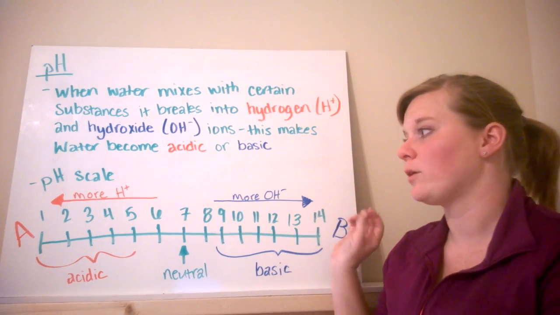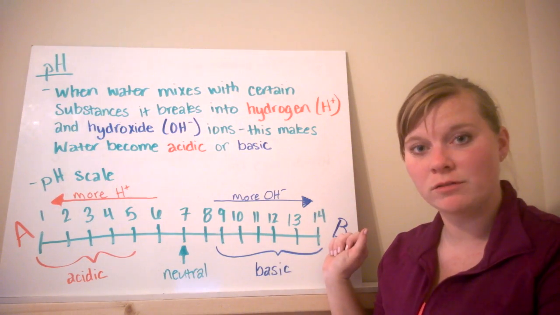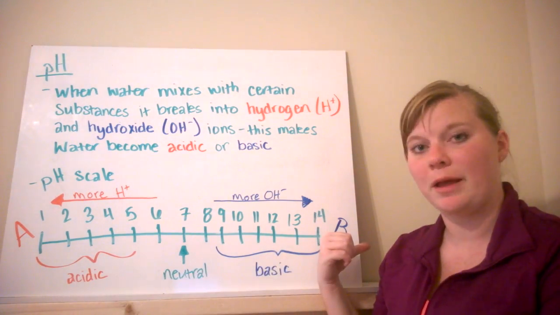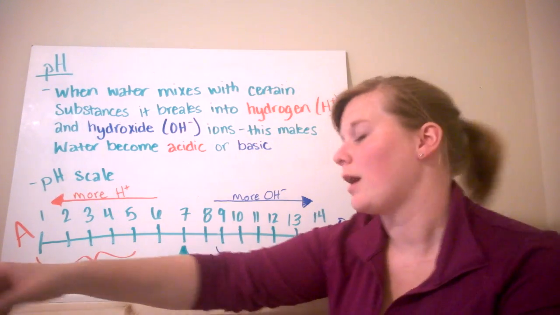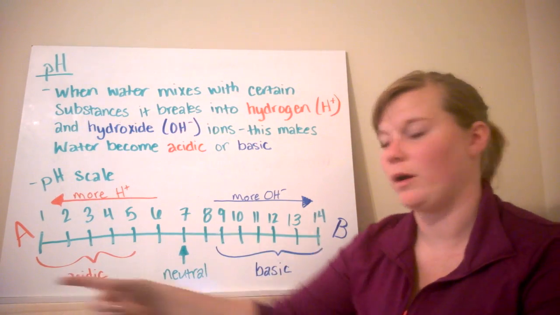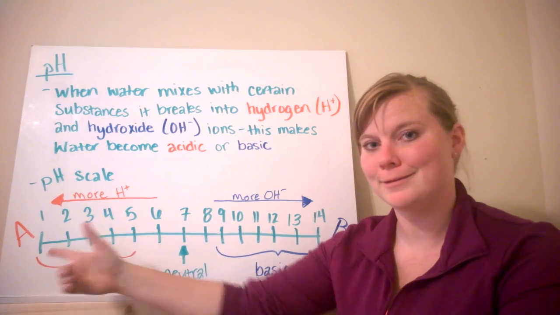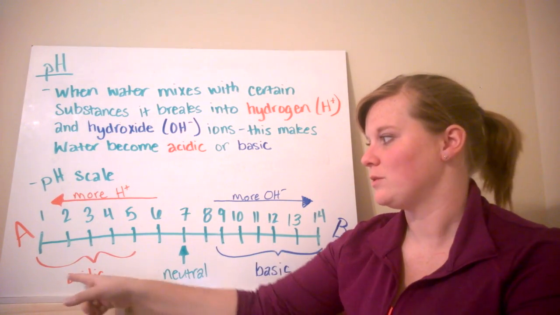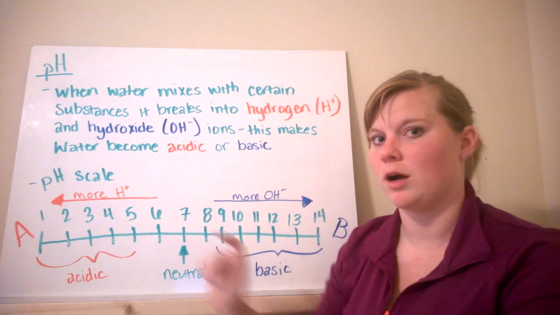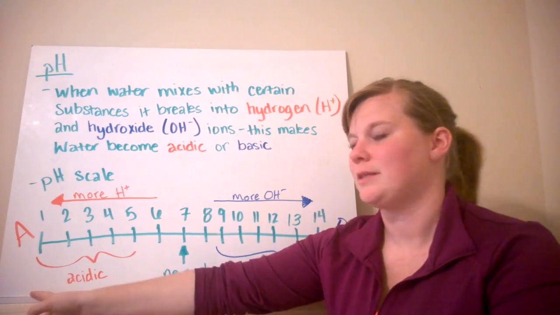A really great way to remember which end of the scale is which is to just draw the scale on your paper, and A comes before B. So A for acidic, B for basic. If you just go left to right on your scale, you'll end up in the right place. So those acidic numbers are going to be low, our basic numbers are going to be high, because A comes before B.